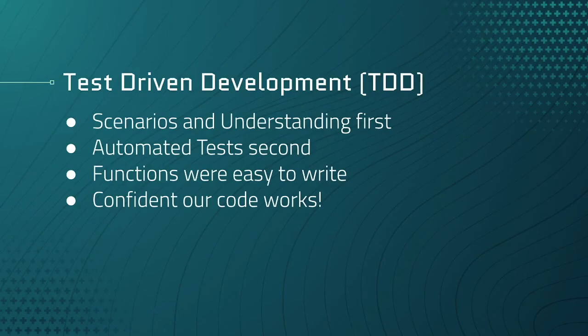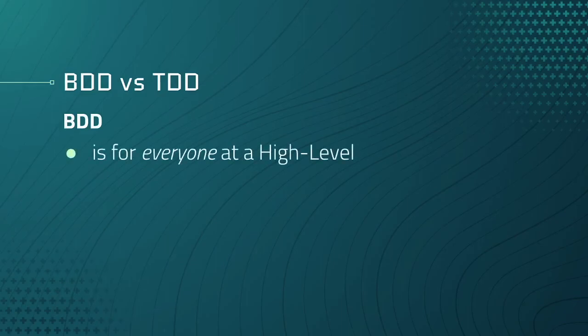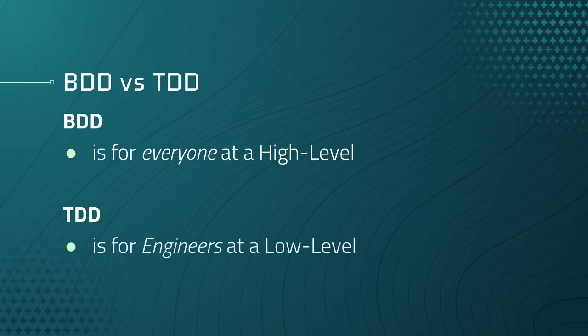This sounds darn familiar to TDD, right? Where we create scenarios and understanding first, and then define specs and automated tests second. So what is the difference between BDD and TDD? The biggest difference between BDD and TDD is that BDD is for everyone on the team to collaborate and understand the feature at a high level. TDD is for engineers to collaborate and understand how to build the feature at a low level.